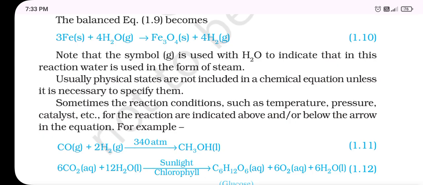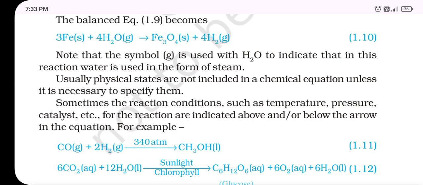Fe3O4 is a solid, so this is a precipitate. H2 is a gas over here, hydrogen gas. Note that the symbol g is used with water, H2O, to indicate that in this reaction, water is used in the form of steam over here.